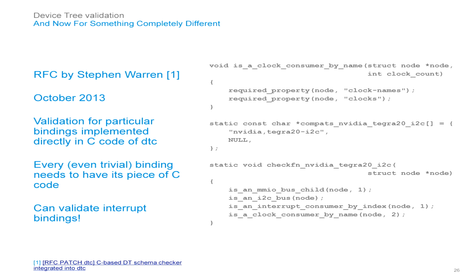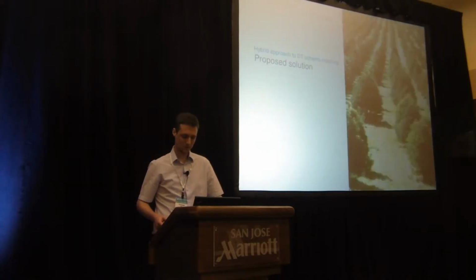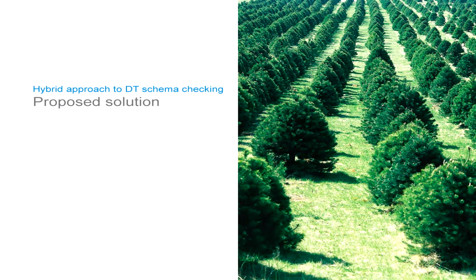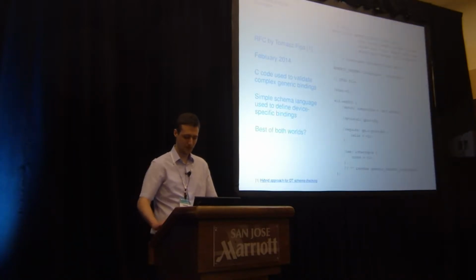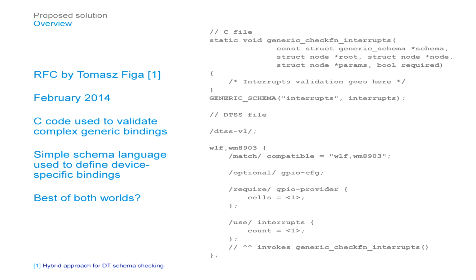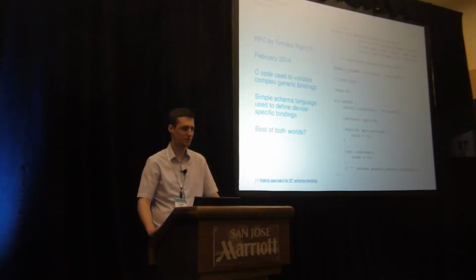Still, it was the only solution that could validate interrupt bindings completely. And so we go to yet another proposal of solution, which is a hybrid approach based on all the previous attempts, posted by me in February this year. It is a hybrid solution that can use C code to describe complex generic bindings with complex relation between properties such as interrupts or other bindings like this.